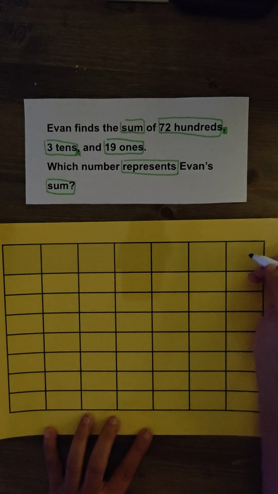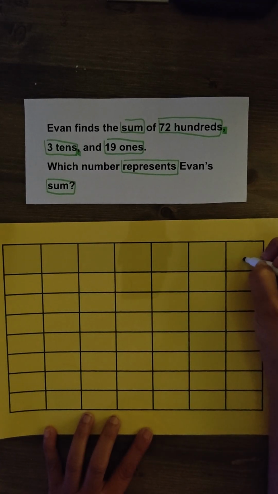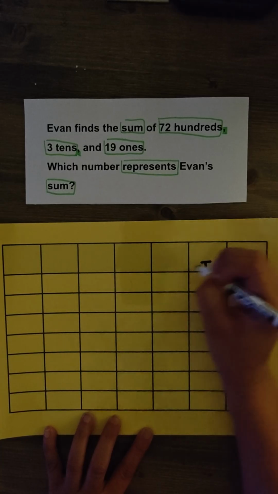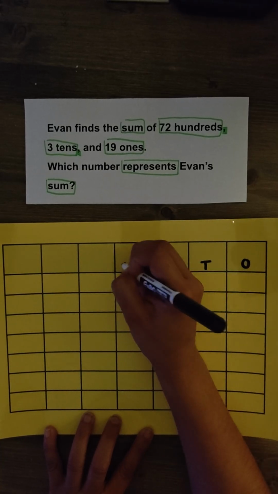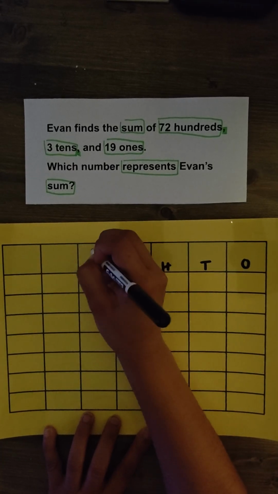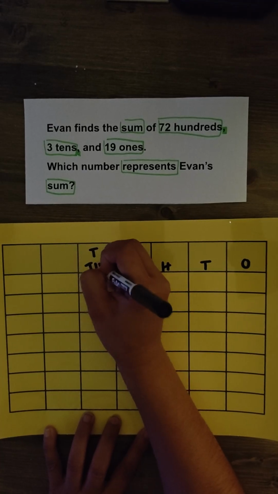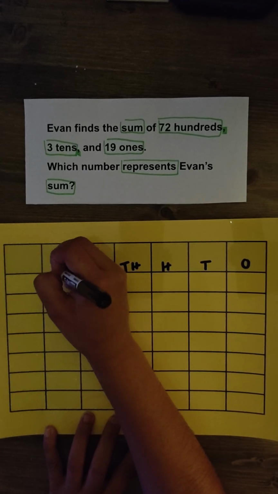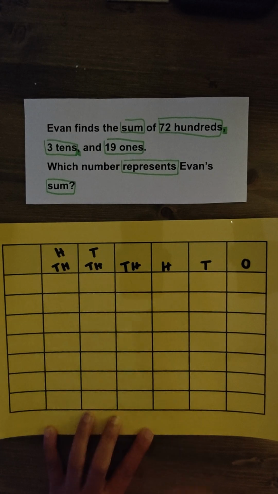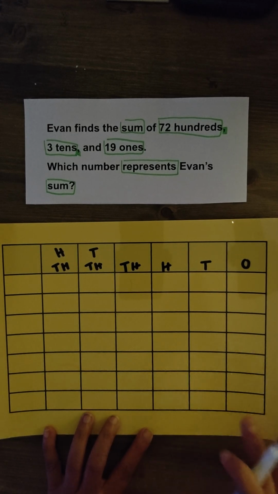And again, we organize our place value chart with ones and tens and hundreds and thousands, 10,000s, 100,000s. Okay, so we've done that part.